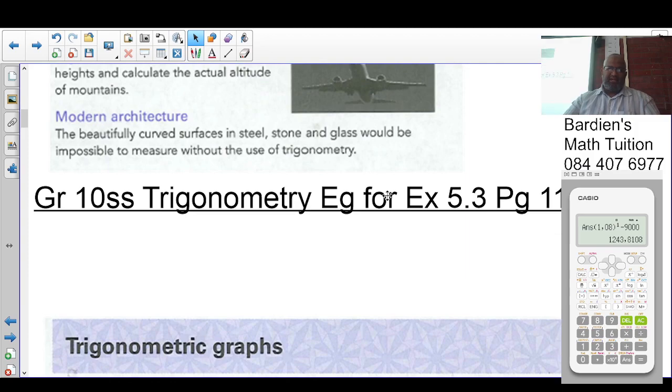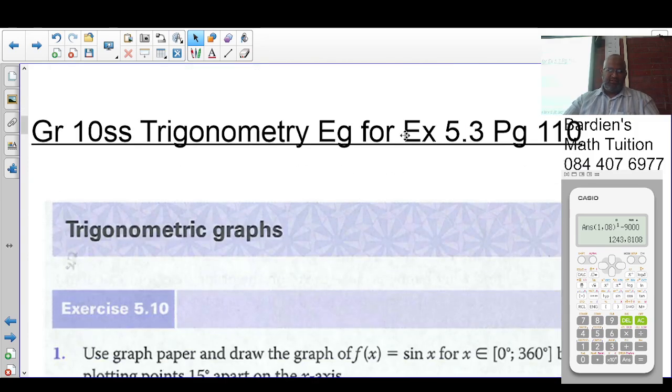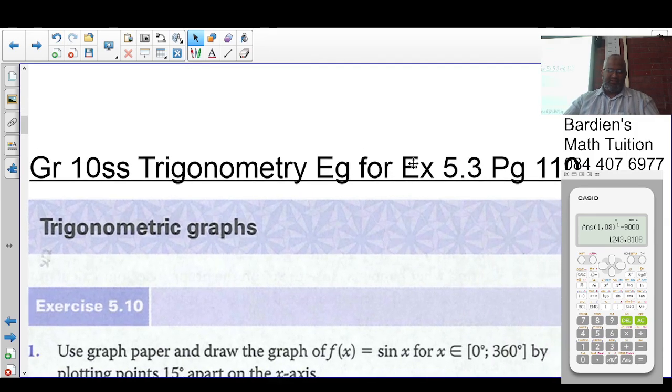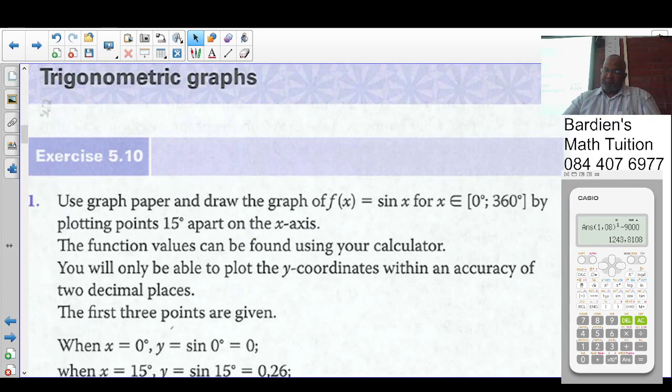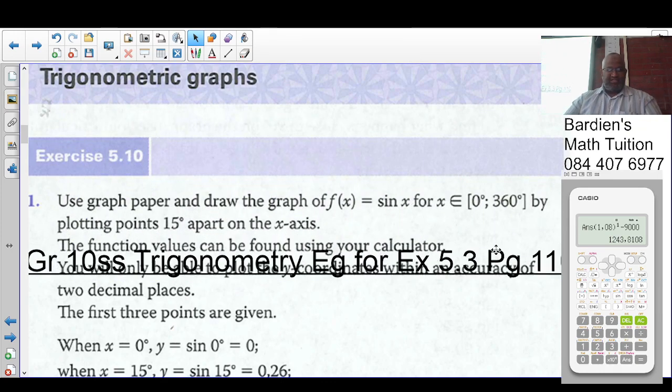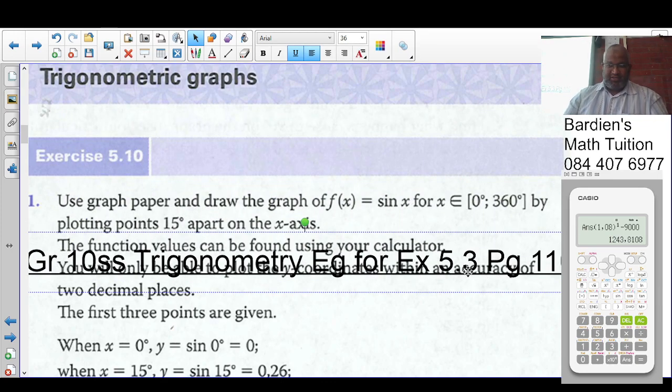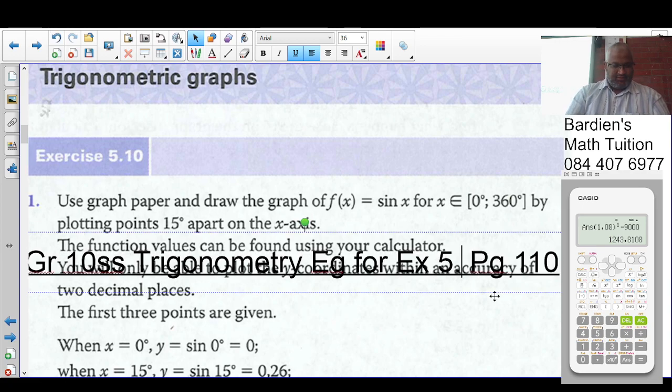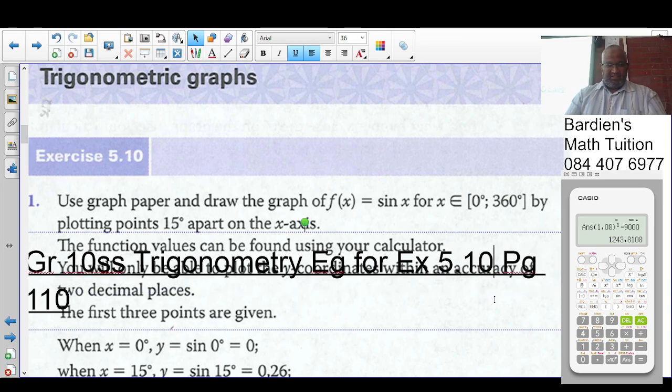Didn't I give you this work to do already? Yes, the three graphs. For those of you who didn't do it, I gave it to you the rest already. Okay. So this is exercise 5.10, page 125.